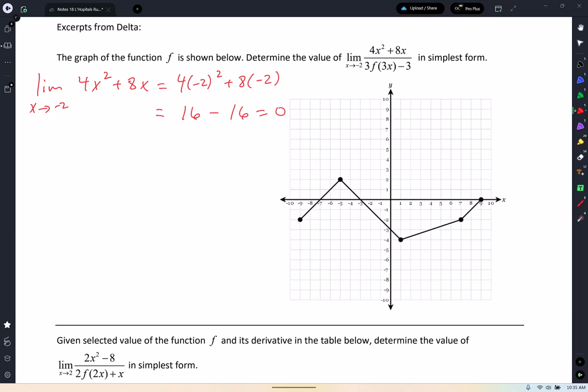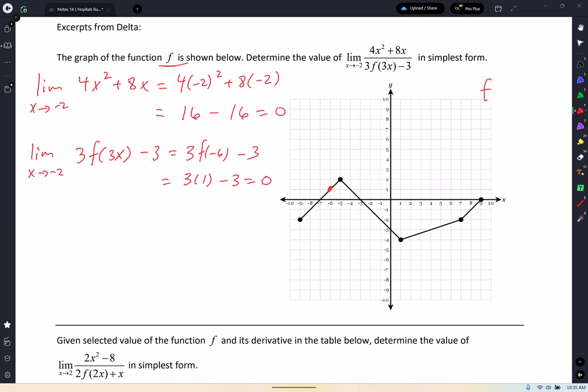Now I'm going to check if I get a 0 for the denominator. Limit as x approaches negative 2 of 3f of 3x, close it, minus 3. And let's see, I'm plugging in negative 2. 3 times negative 2 is negative 6. So f of negative 6 minus 3. Here is f. Yep, that's f. So I'm going to go to negative 6, and it looks like it is 1. So 3 times 1 minus 3, so I get a 0. And I'll slow down.